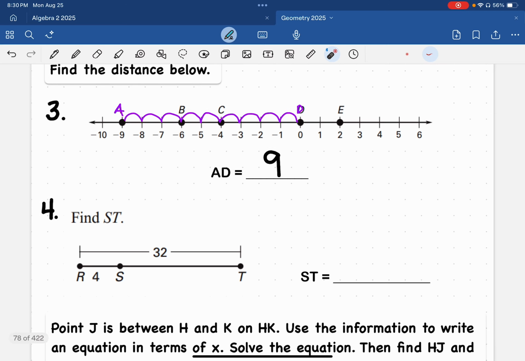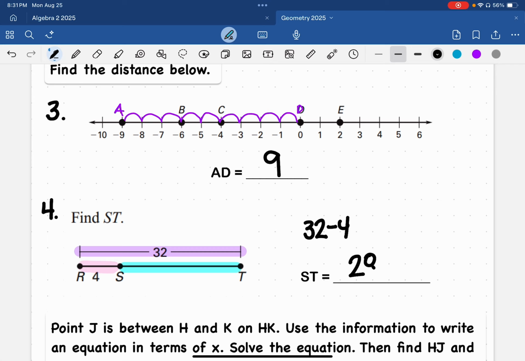Question number 4 is going to be a question like this that is going to use the idea of the segment addition postulate. Remember, you're going to take this part of the segment, you're going to add to it this part of the segment, and it's going to give you the whole thing. Since we're looking for the missing blue piece for this one, I'm simply going to take 32 and subtract 4 to give me an answer of 28 for ST.